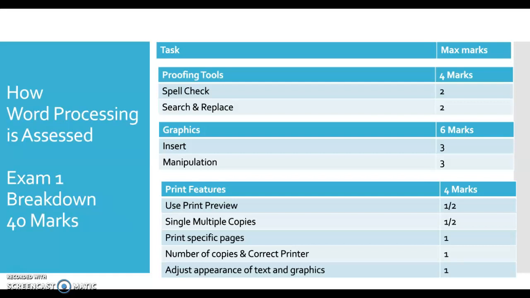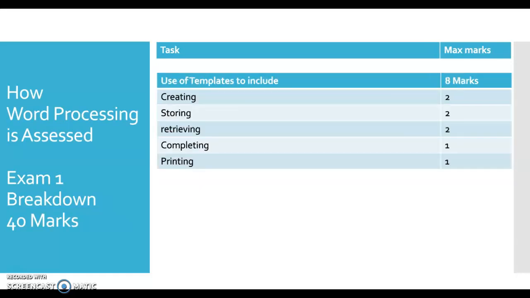Printing, we will be printing to PDF when we're online, and if you're in a classroom and you want to physically print, you could do it in the classroom. That's 4 marks. And the last of the exam 1 is using a template. Create one, store one, get it back, can you finish it, can you print it? That's how the marks are broken down for exam 1. So you can see how easy it is to get all of your marks.